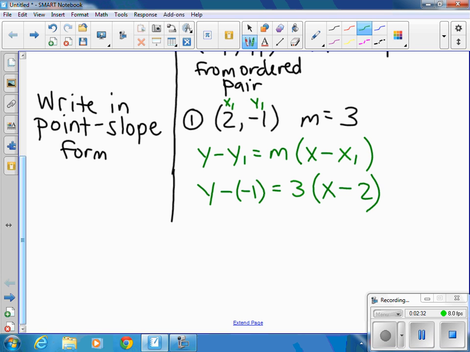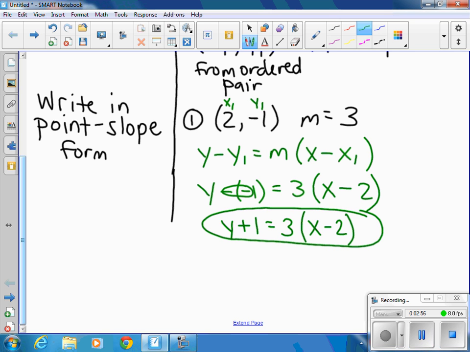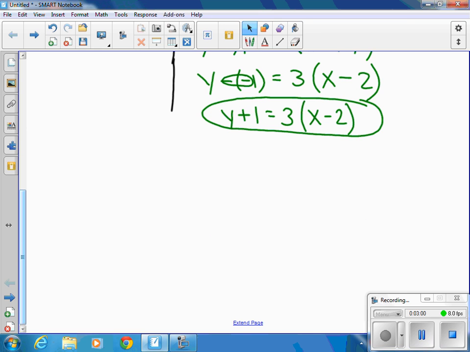The only thing we have left to do in this problem to be finished is to take care of these double signs right here. Everything else is allowed to stay the way it is. So your final answer will be y plus 1 equals 3 parentheses x minus 2. Do not distribute these problems unless it asks you to go further. When the directions plainly say to leave it in point slope form, this format right here is what you want it to look like. Right? So make sure that that's happening in your work as you go through and set these up.